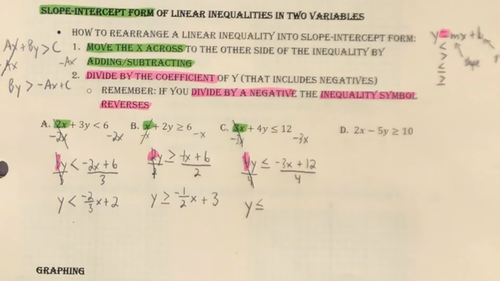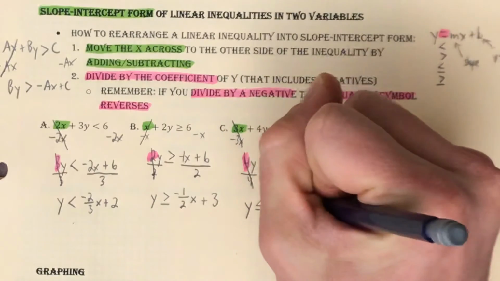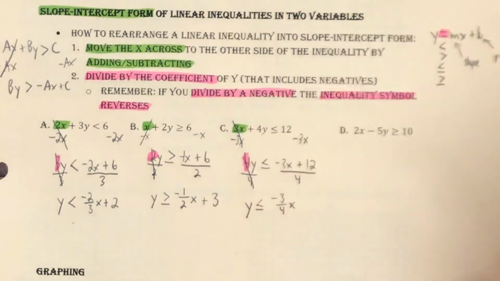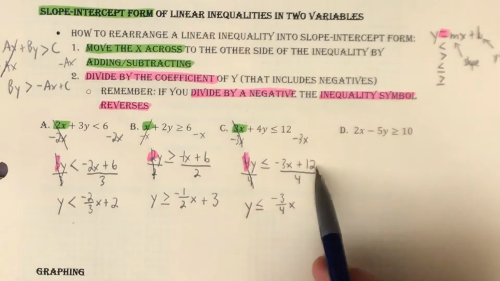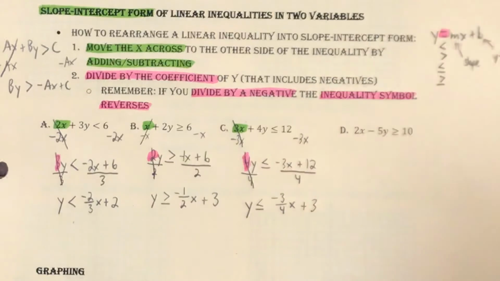4 does not go evenly into negative 3, so again, leave it as a reduced fraction. So this is going to be negative 3/4. Bring the x down. And then second term, 12 divided by 4 is positive 3. So my final answer on C is y is less than or equal to negative 3/4 x plus 3.